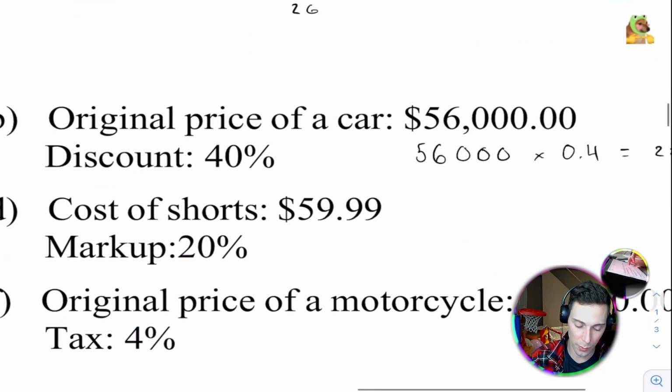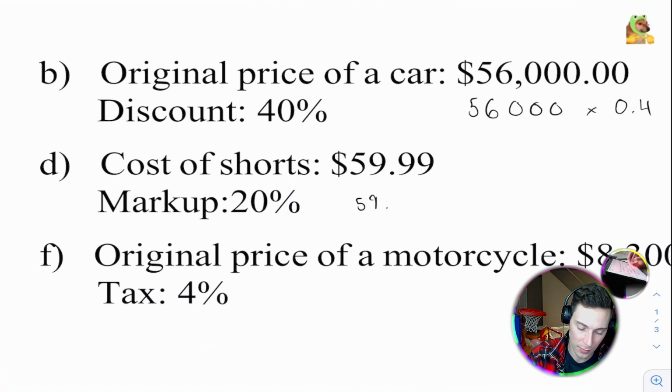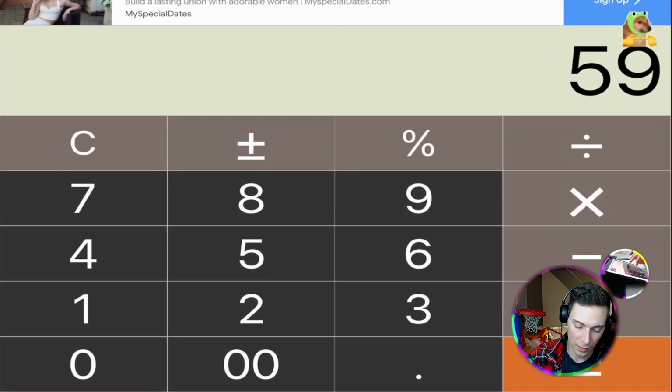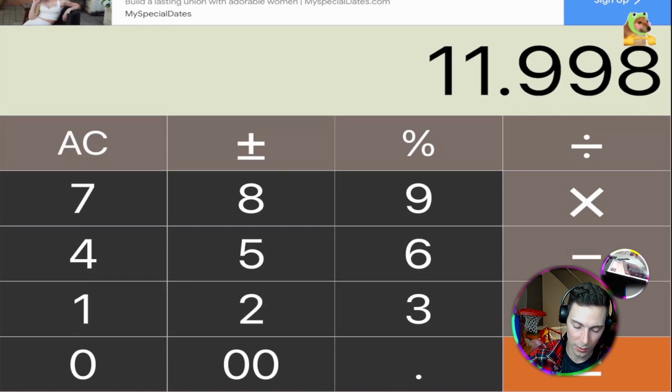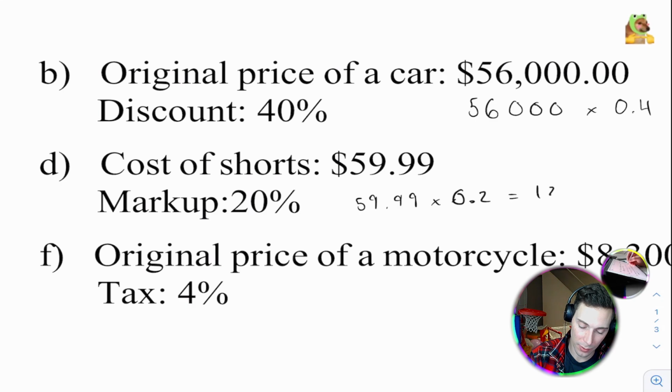Cost up of shorts. Who would pay that much for shorts? This is ludicrous. $59.99 times 0.2. It's going to equal $59.99 times 0.2 equals 11.998. $12. Got to round that up a little bit. $12.